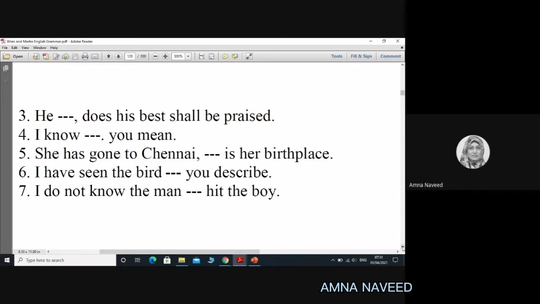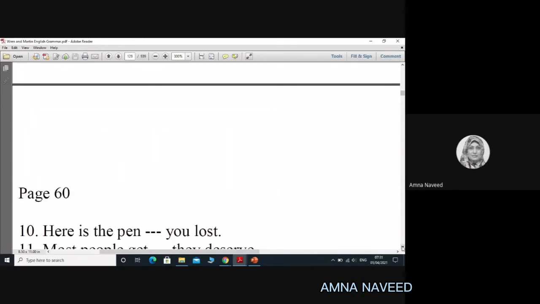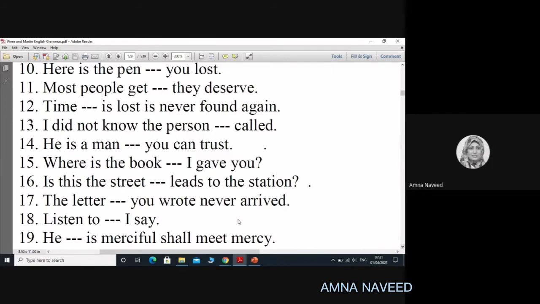So let's jump on to the next page and let's have a look at it. So here is sentence number 14. What does it say? He is a man dash you can trust. Yes, whom you can trust. Very good. So, where is the book dash I gave you? Yes, that I gave you.